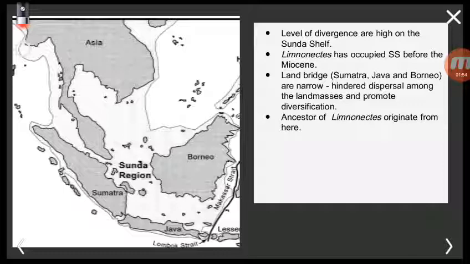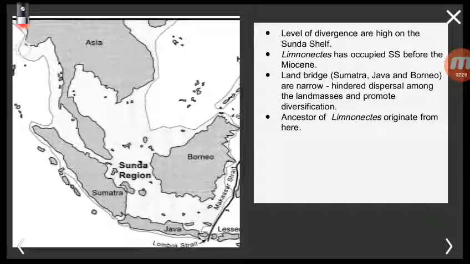In the Sunda regions, the level of divergence is high on the Sunda Shelf, and Limnonectes has occupied the Sunda Shelf since before the Miocene. The land bridge that connects Sumatra, Java, and Borneo is narrow, thus hindering dispersal among the landmasses and promoting diversification. It has been proposed that the ancestor of Limnonectes actually originated from the Sunda region, but not in the Philippines.